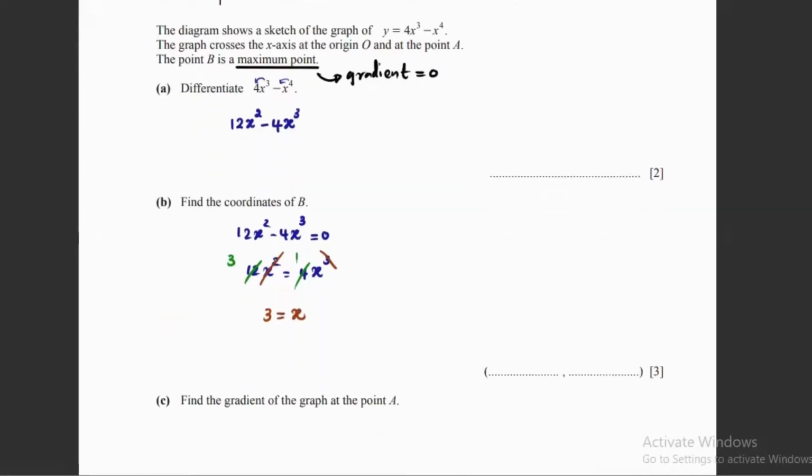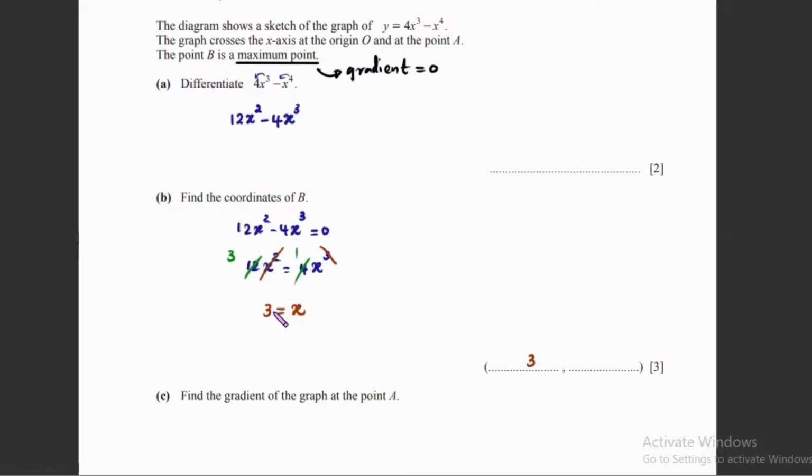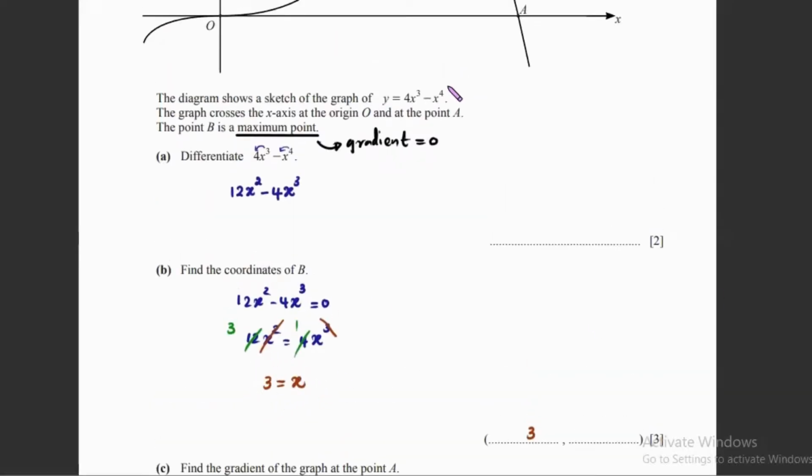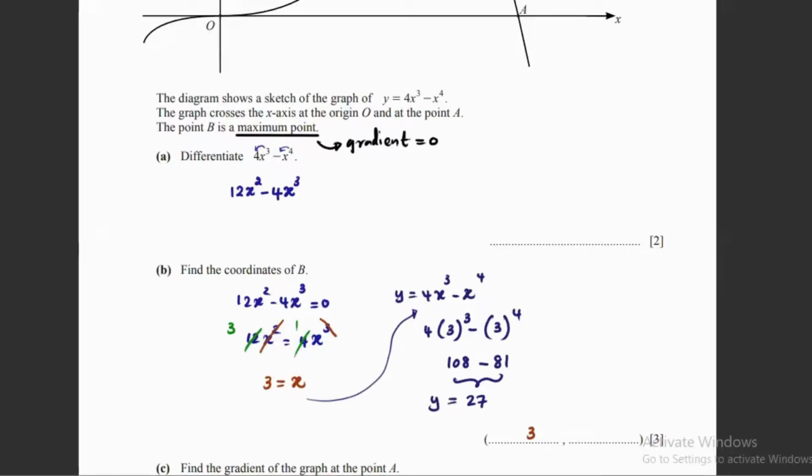I need to find the coordinates of point B. So the x value for point B is known, which is 3. Now I need to find the y value. To find the y value, the value of x has to be substituted into the equation of this graph, which is y is equal to 4x cubed minus x to the power 4. So I can write it as 4 times 3 cubed minus 3 to the power 4. So 4 times 3 cubed is equal to 108, minus 3 to the power 4, which is 81. From 108, when I deduct 81, I get 27. So the y value is 27. So then the coordinates will be (3, 27).